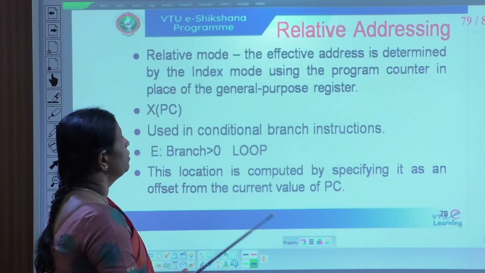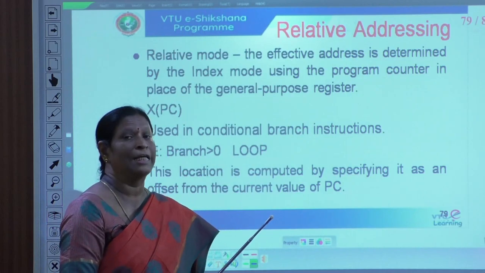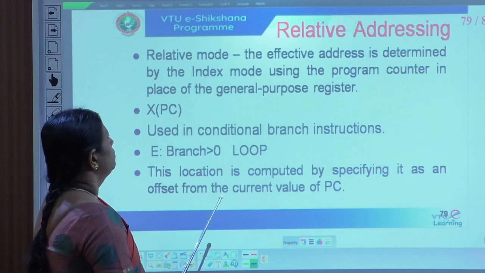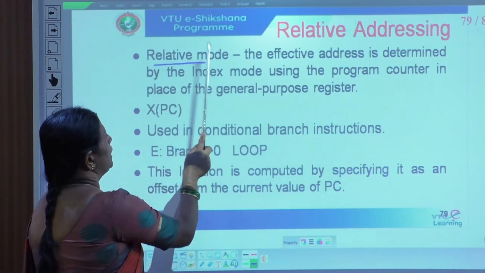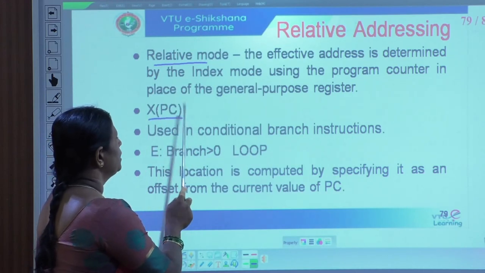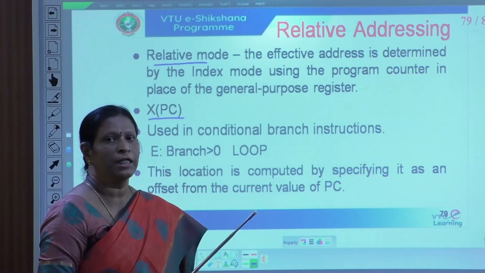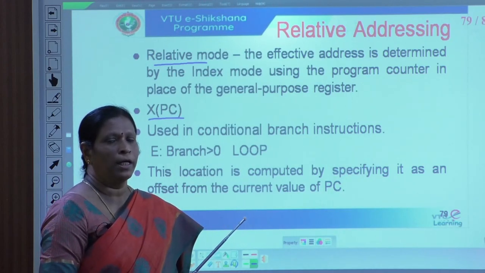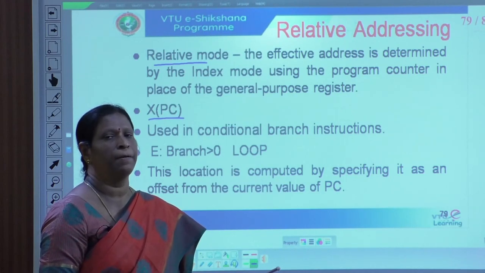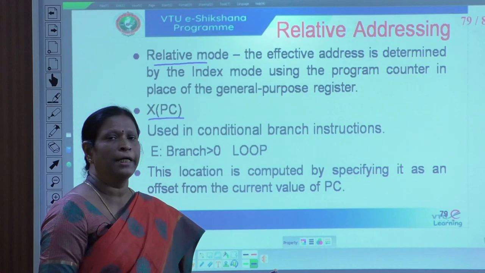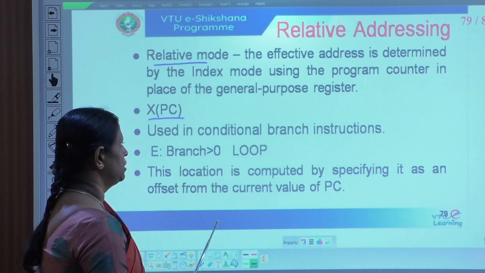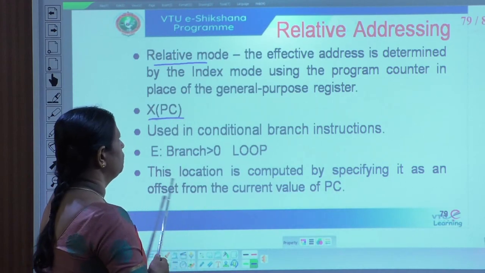Right, so the next addressing mode is the relative addressing mode. This is another type of addressing mode. Why the name relative? Mainly it is another form of indexed mode, but here the main thing we consider is the program counter. The operand address is determined depending upon the relative value of the program counter. That is the reason we call it the relative mode.